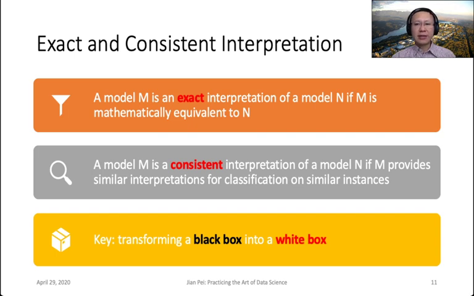For the second keyword, consistent, we require that a model M is a consistent interpretation of a model N if M provides similar interpretations for classification on similar instances. In other words, if we have two instances that are close enough, they should get a similar interpretation. They should not be interpreted in very different ways. The whole idea here is that we want to build a white box that behaves exactly the same as a black box as the interpretation.